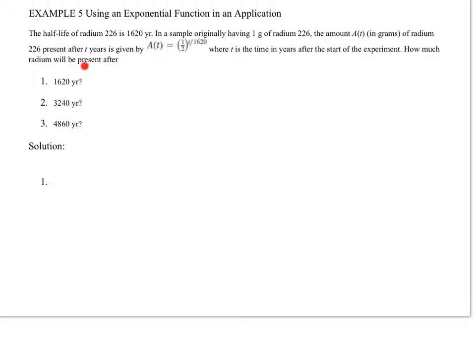So what they're giving us here is the number of years after the experiment has started. If they give us the number of years that have passed, we can say, how much radium do we have if we started with 1 gram? All right, so let's look at our solutions here. Let's look at number 1.